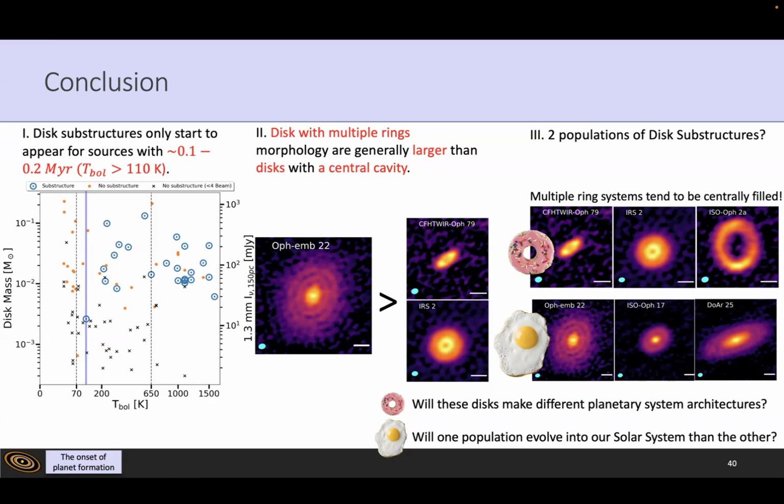We don't know what is causing these substructures, and we don't know what kind of planetary system architectures they will evolve into, and which one resembles our solar system. There are still a lot of open-ended questions that need to be answered. With more data on planets and also disks in the future, it will be interesting to connect the disk morphologies and initial conditions with the Kepler and TESS exoplanet demographics.